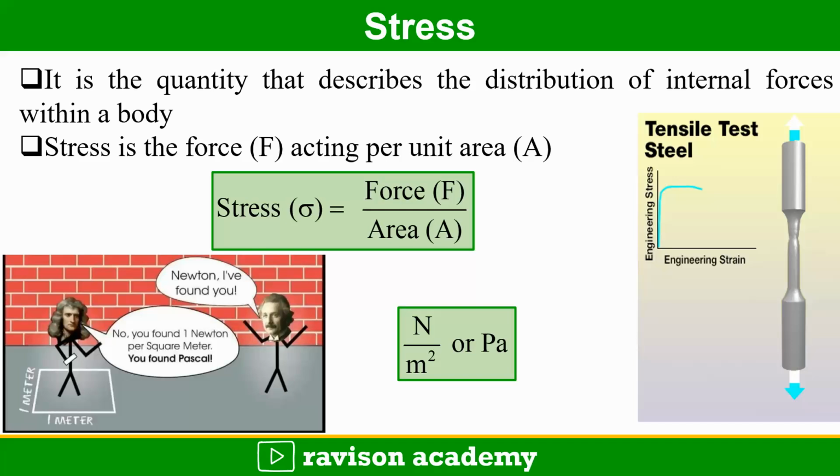So stress is the quantity that describes the distribution of internal forces within the body. Stress is the force acting per unit area. So we can write sigma is equal to force by area. The unit is Newton per meter square or Pascal.